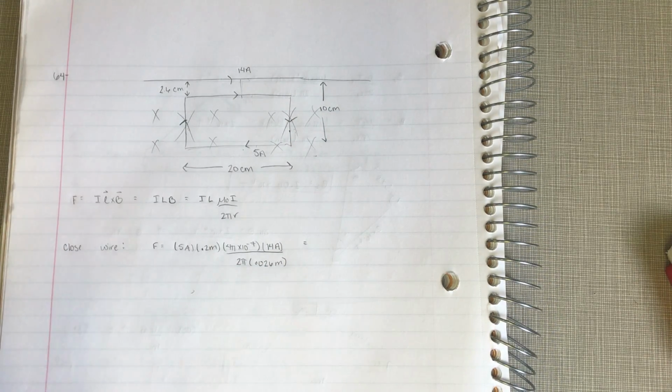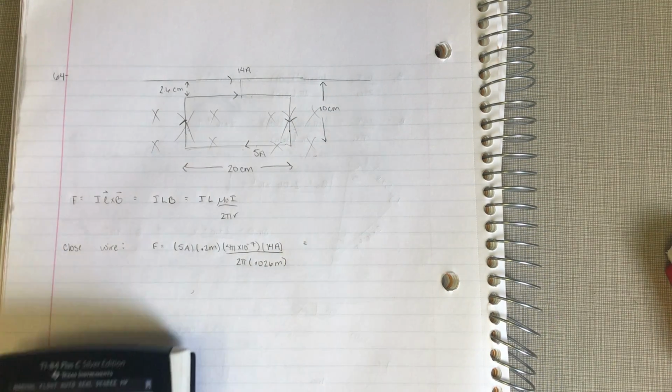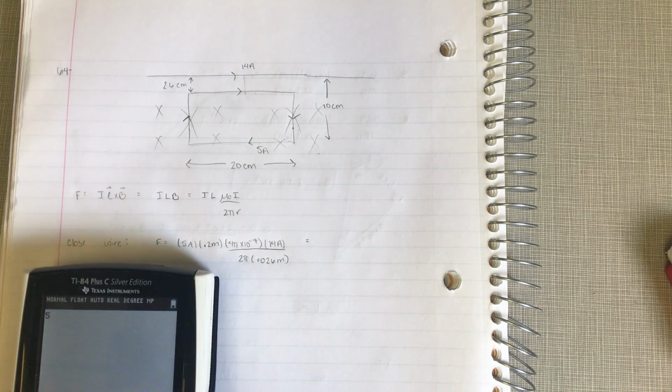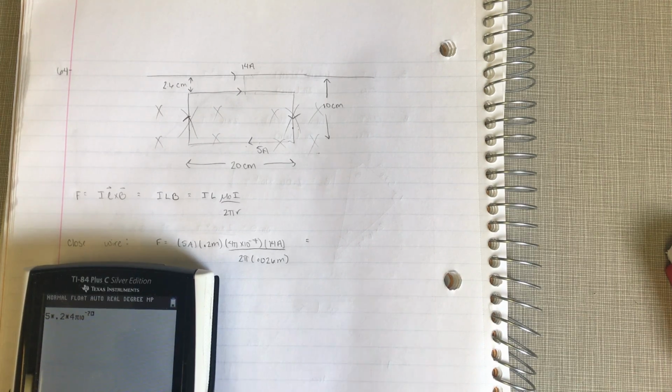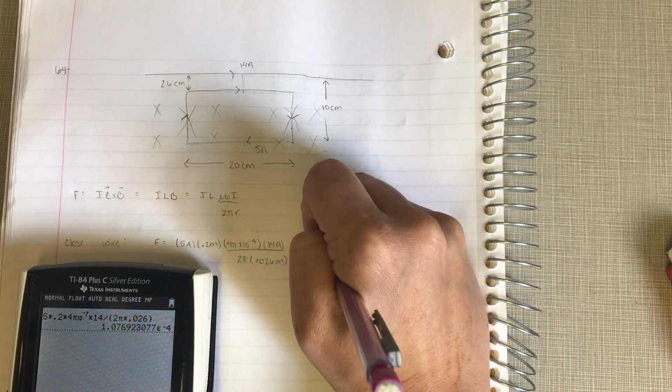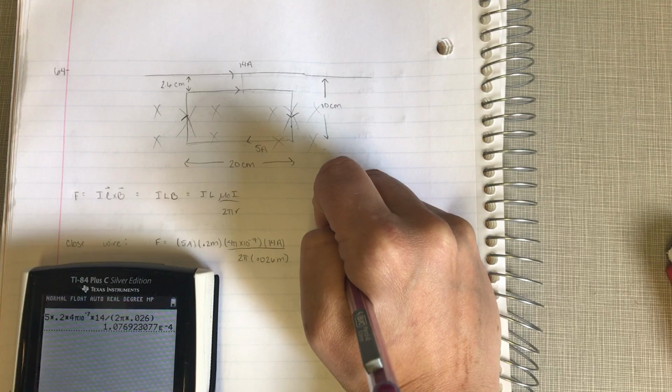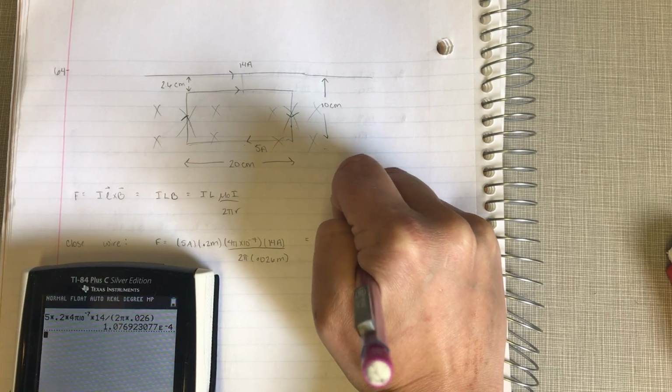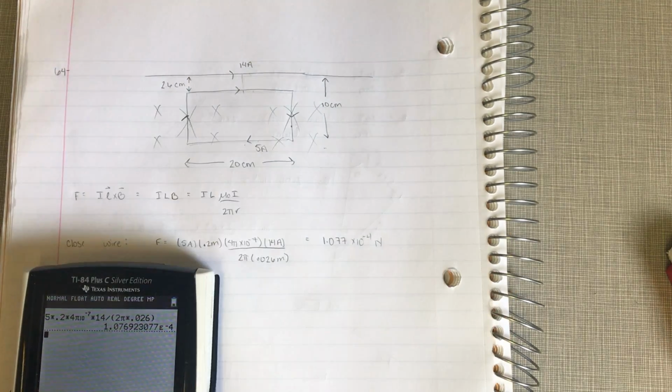All right. So the magnitude of the force that this dude is putting on the loop, 5 times 0.2 times 4 pi times 10 to the minus 7 times 14 divided by 2 pi times 0.026. It's going to be 1.077 times 10 to the minus 4 newtons.